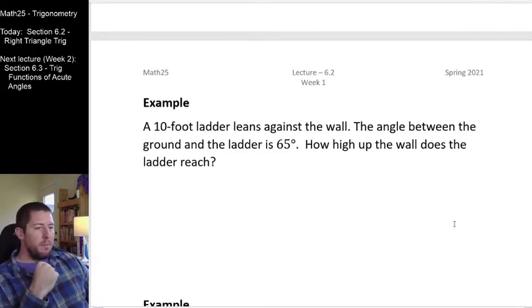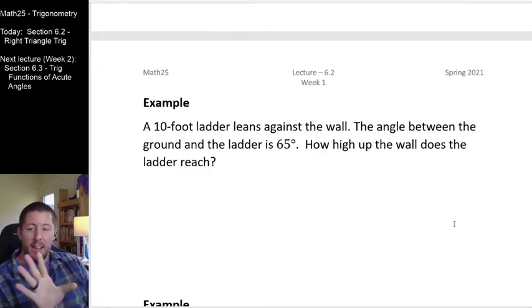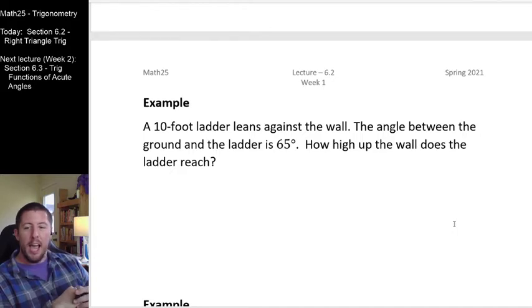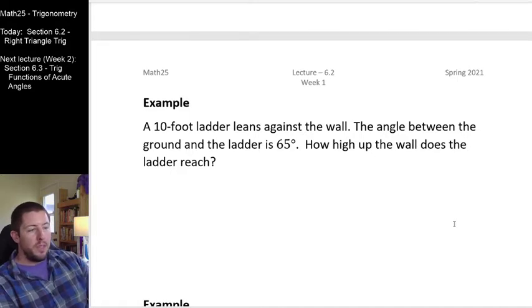Our first example. A 10-foot ladder leans against the wall. This is one of the most cliche examples that early in a trig class that you're ever going to see. We have to hit it because it's a cliche, but this is really important. It's a very typical basic use of some trig functions. A 10-foot ladder leans against the wall. The angle between the ground and the ladder is 65 degrees. How high up the wall does the ladder reach?